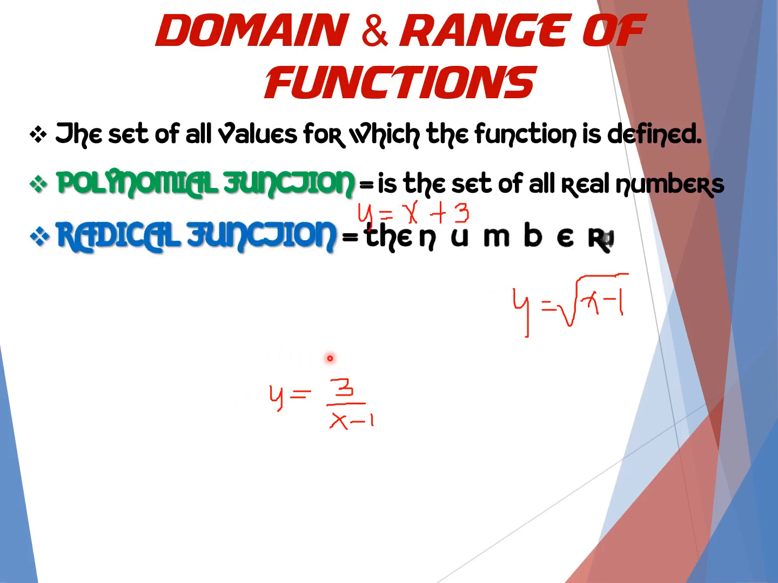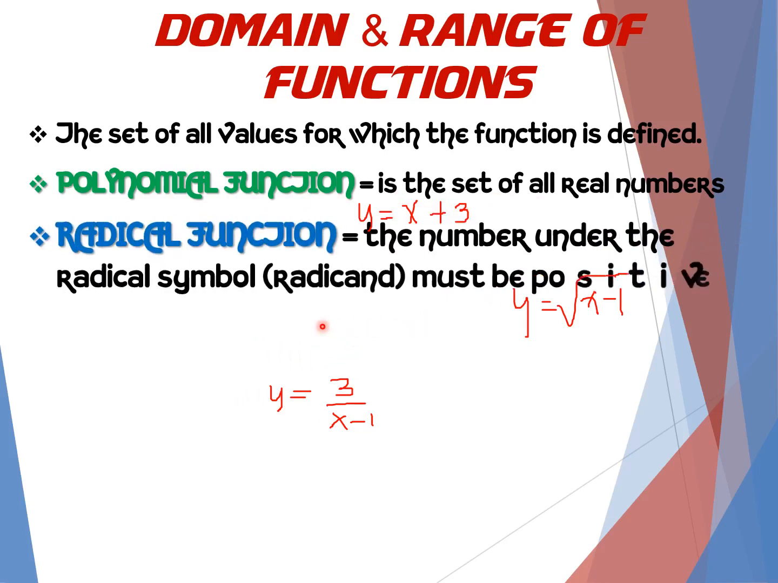Now, for a radical function, the number under the radical symbol, or the radicand, must always be positive. For example, you have y is equal to the square root of x minus 1. If we substitute any values for x, the resulting value should not be negative. So here, for the resulting value to always be positive, x should be greater than or equal to 1. So, we can have 0 but not negative.